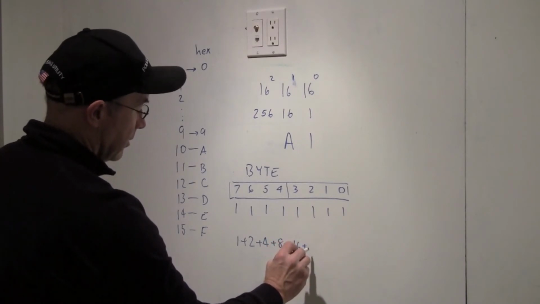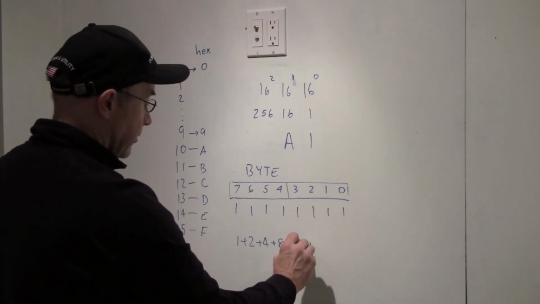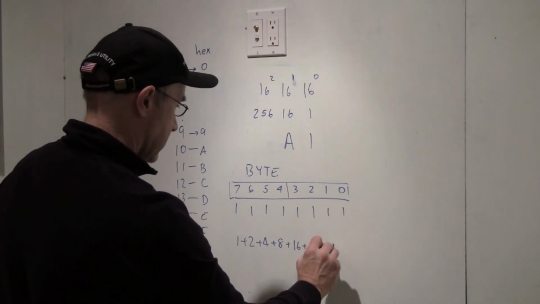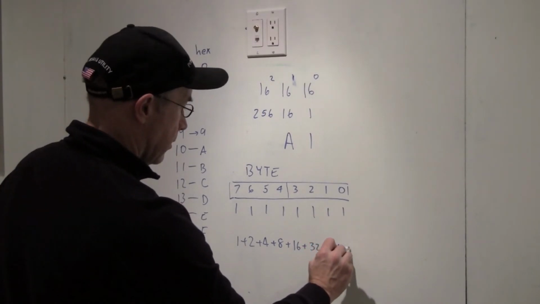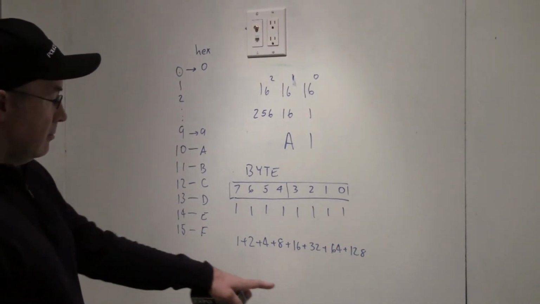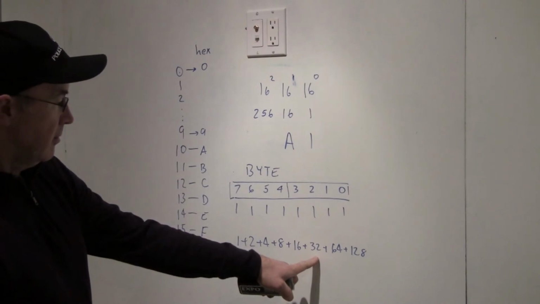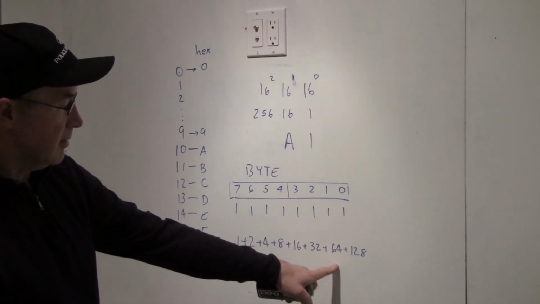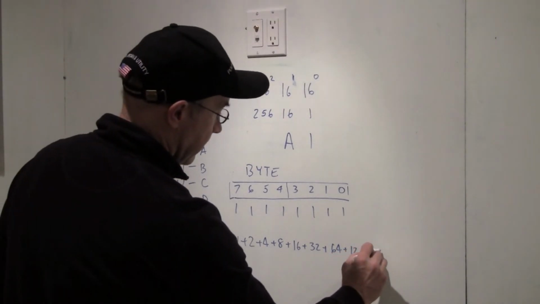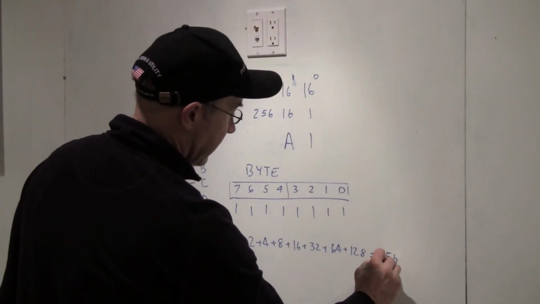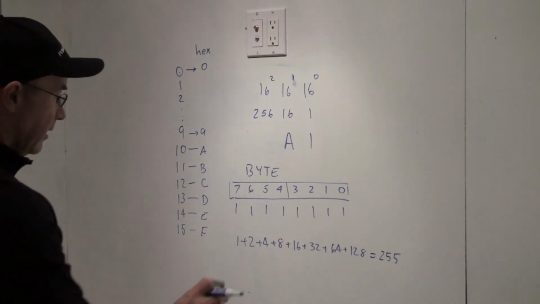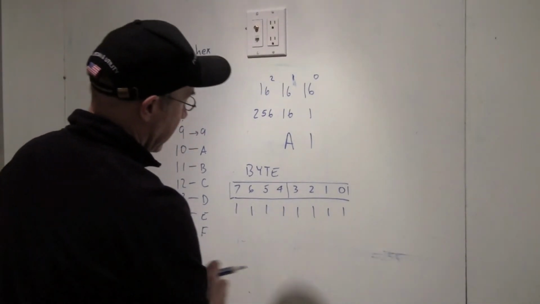16, 32, 64, 128. Like 2 to the 5th is 32, 2 to the 6th is 64, 2 to the 7th is 128. If you add all those up, you get 255. Another way to look at this, this is in binary, right?